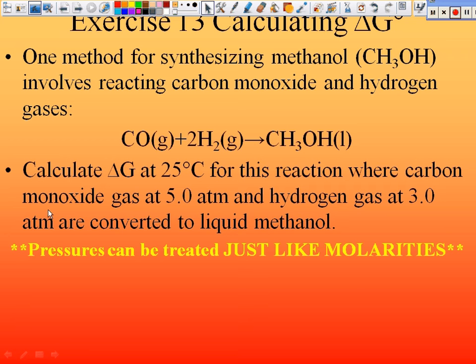So what you actually have to do for this one is solve for Q and then plug it into negative RT ln. So it's the other way around. Instead of us starting with delta G and getting to K, this time you would solve for Q and get to delta G.